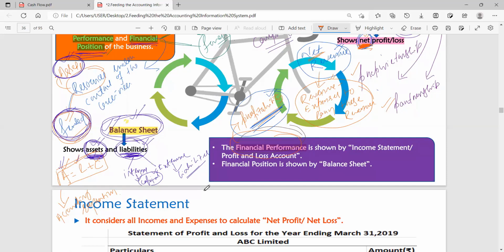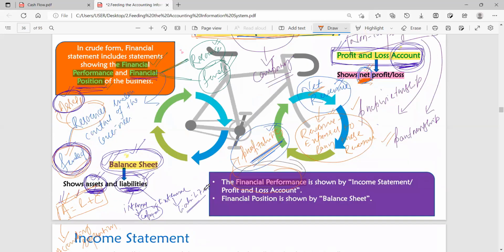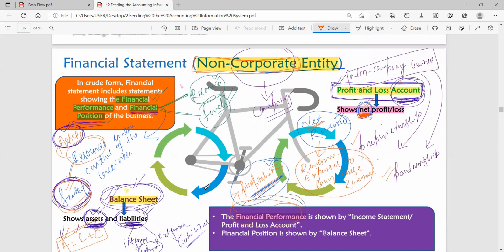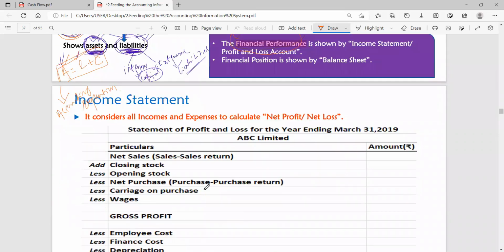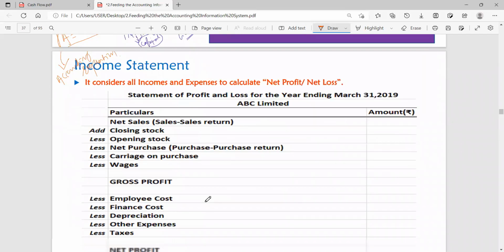So we got a sense of what the financial statement is all about for a non-company business, a smaller business, like a proprietorship or partnership form of business. And now we would see the format of preparing this financial statement. And the first is our income statement.